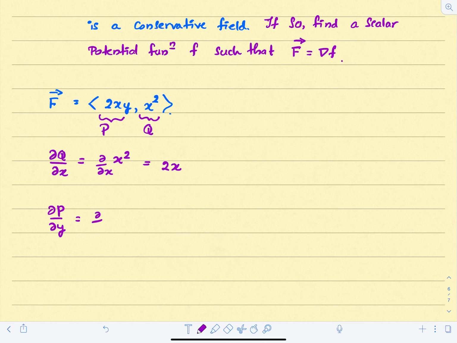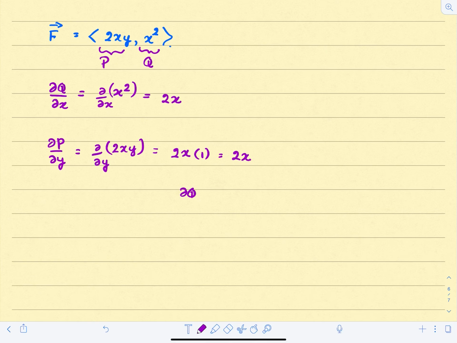Your P is 2xy. Now we have to take the derivative of this one with respect to the y variable. Therefore we can treat 2x as if it is a constant. So we get 2x times the derivative of y, which is 1. As you can see, partial Q over partial x equals partial P over partial y. Therefore, the vector field f is conservative.